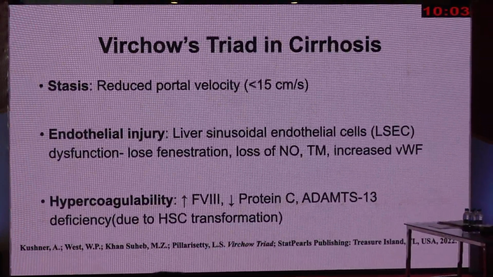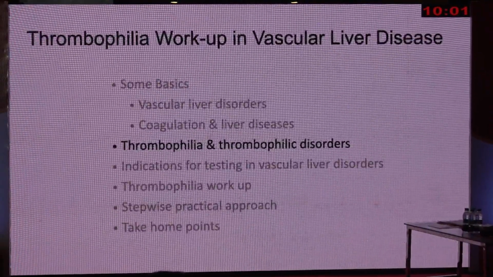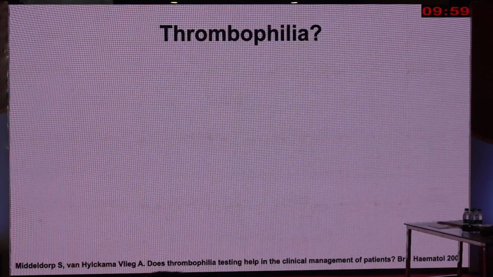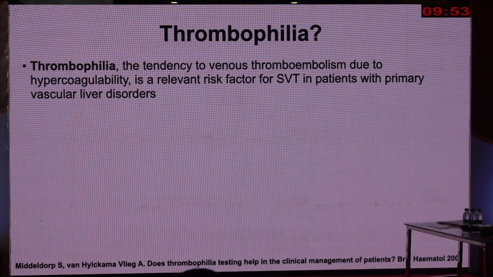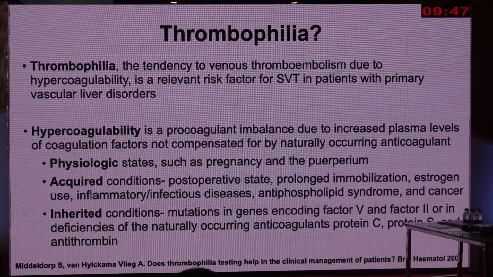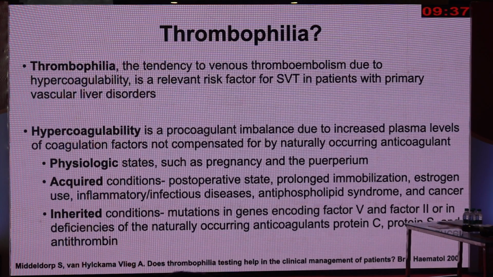So with this background, I will move on to thrombophilia. Thrombophilia is basically a tendency to venous thromboembolism due to hypercoagulability, which is very relevant in patients with primary liver vascular disorders. Now, what is hypercoagulability? Hypercoagulability is a mechanism of thrombophilia. So don't get confused: thrombophilia is a disease, and hypercoagulability is a mechanism of thrombophilia.